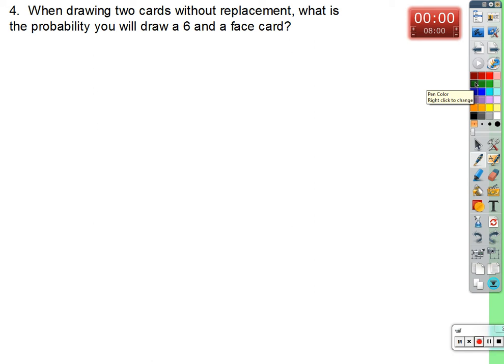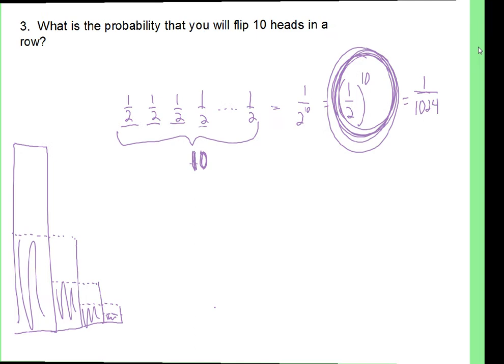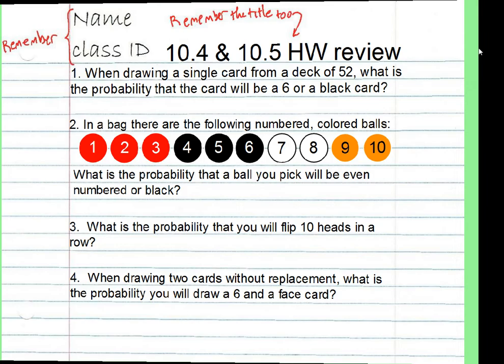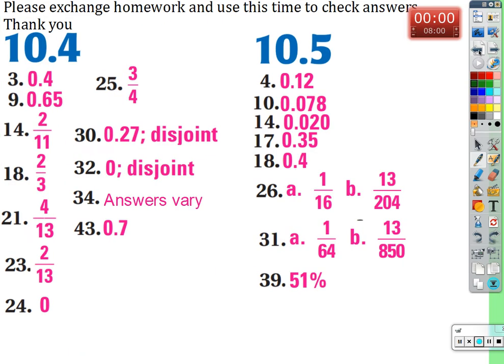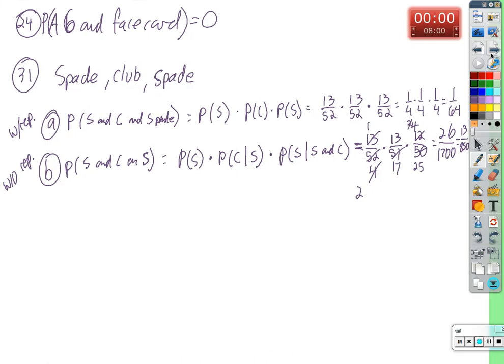Okay, so we're going to draw 2 cards without replacing them. What's the probability that we'll draw a 6 and a face card? So, probability of 6 and face card. Here's the thing, this might be the last time I take a significant amount of time to state this. If you go back to the homework questions that we did, here we had the probability of 6 and a face card. That came out to be 0.